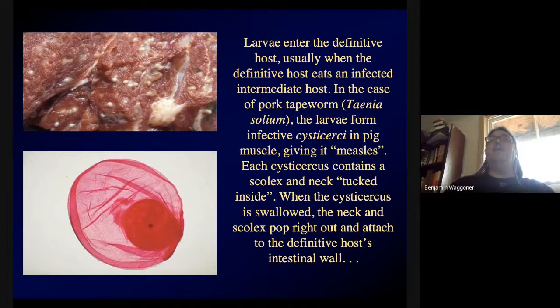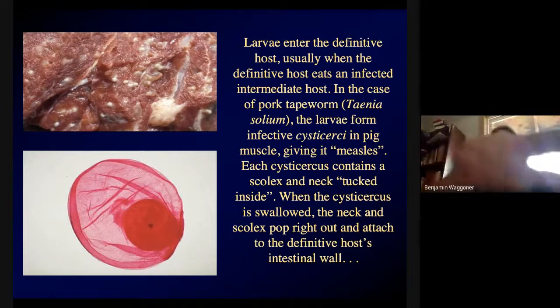Incidentally, if you're worried about catching these, meat in the US is mostly pretty well inspected, but this is one reason why people don't eat rare pork, is that there's a risk of getting pork tapeworms from this. Cook your pork and you won't have any problems.